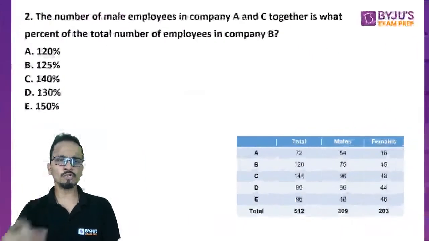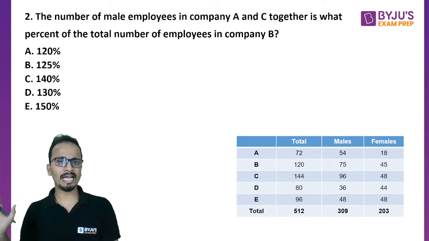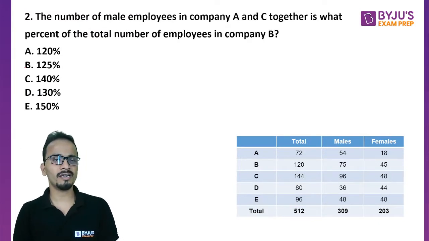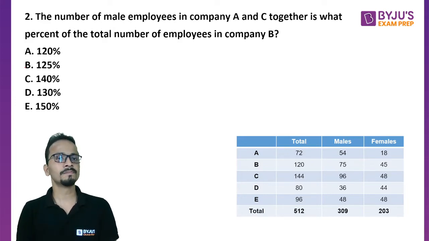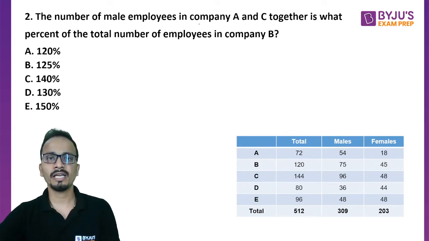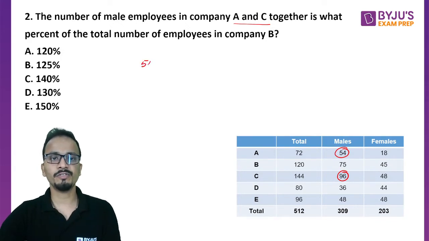Moving on to question number 2. The table is already there. I am not drawing the bar graph again and again, so I'll be using the values from the table. Now, the second question is the number of male employees in company A and C together. So that is 54 plus 96, and that is 150.